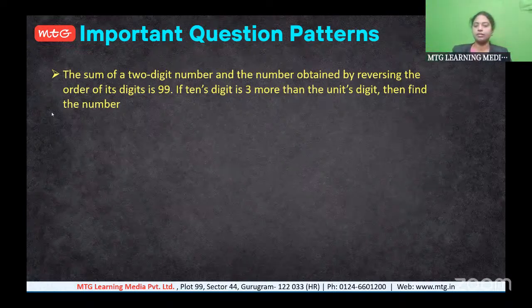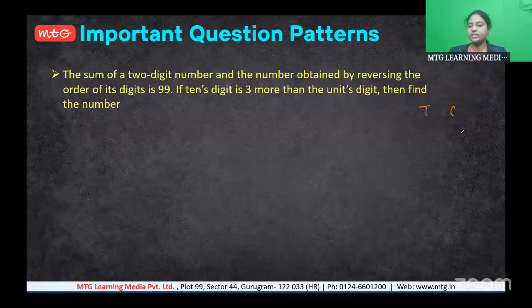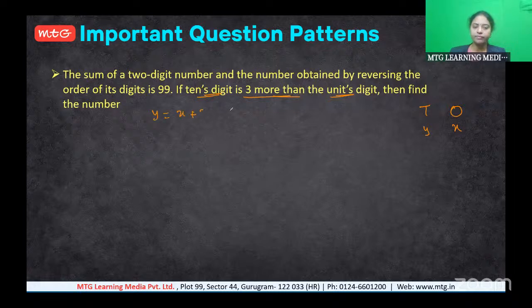First, consider tens and ones digit. If this is x, this is y. What did they say? Tens digit is 3 more than the units digit. So I can make it as y is equals to x plus 3. This is one equation I already have.